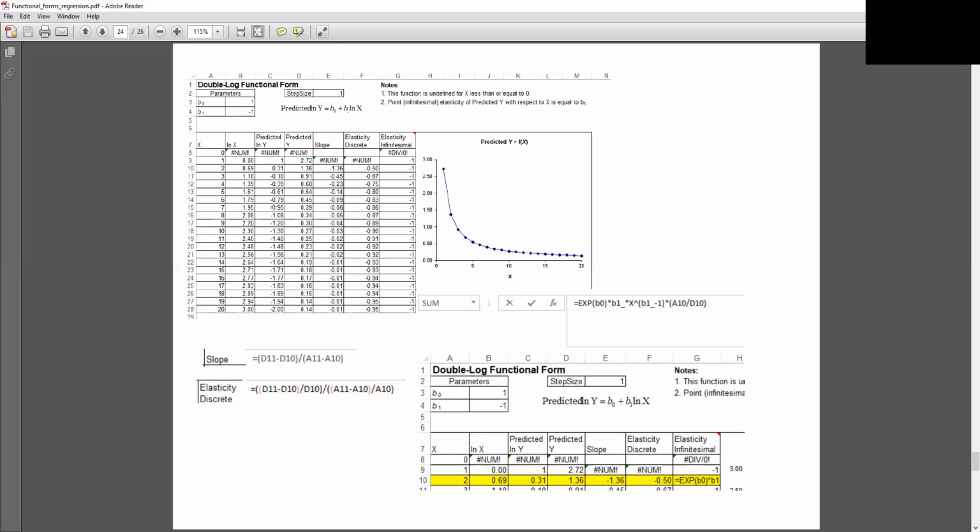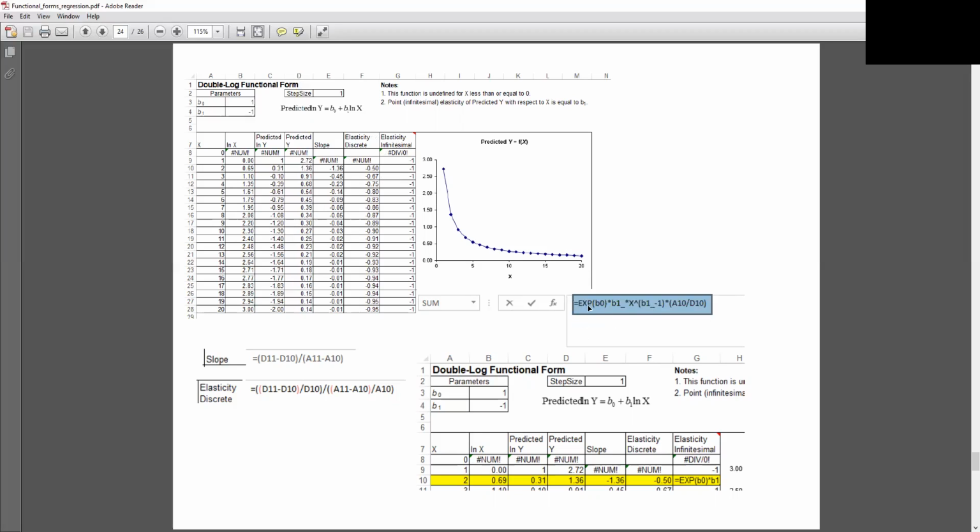Okay, so you have to keep this in mind, because the formula itself is very clear. Slope we get by D11 minus D10, that is the additional change in predicted y, where D is predicted y, divided by the additional change in x, the actual x value. Similarly, for discrete elasticity, we take the percentage change in predicted y to the percentage change in x. Now, how to obtain point elasticity, that is infinitesimal elasticity, by using this formula.